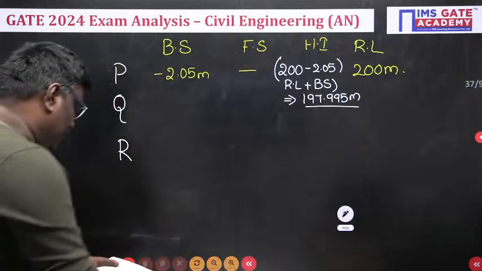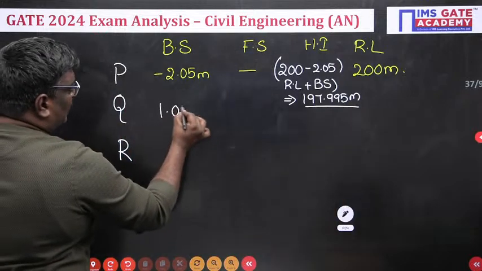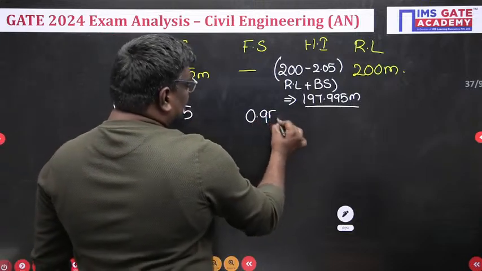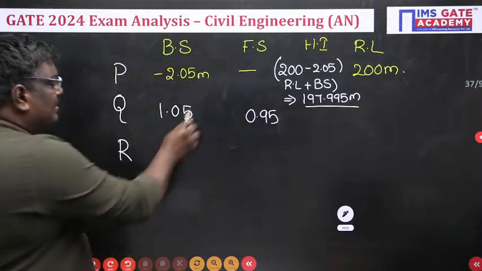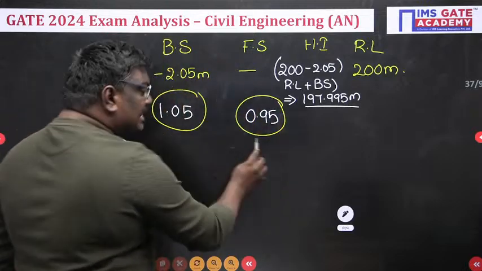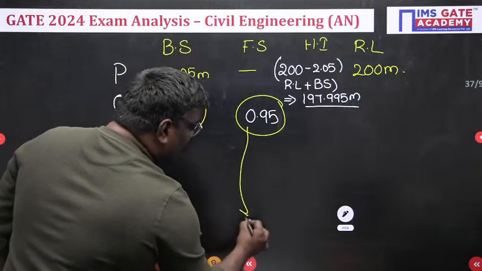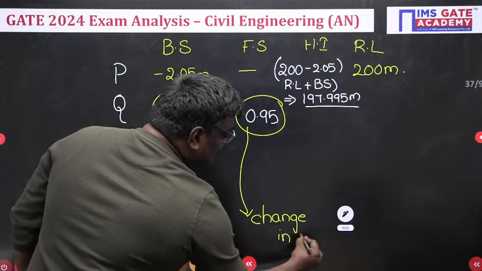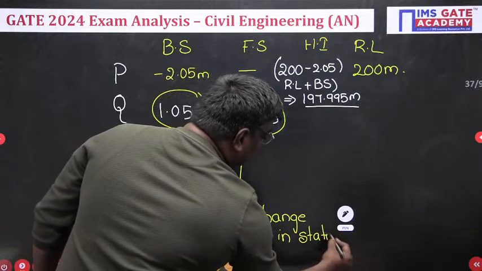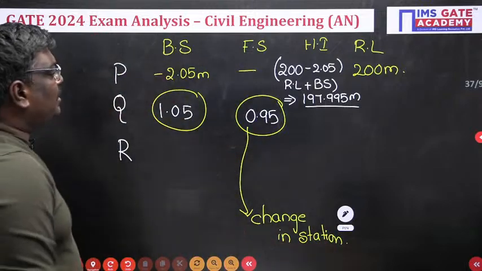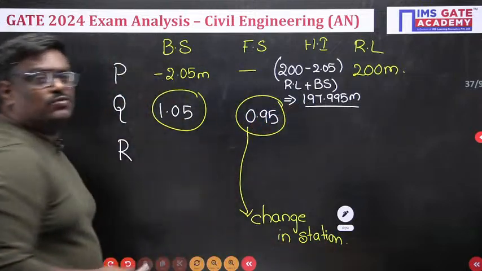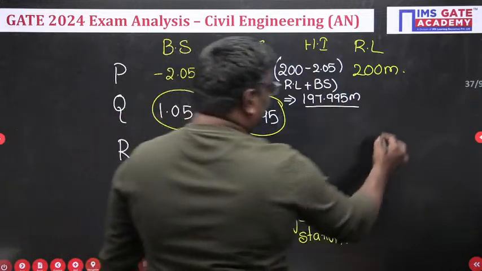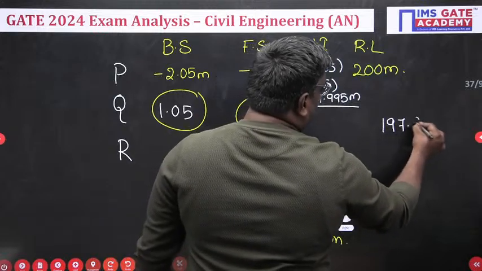Now in the second question, they have given the backside as 1.05 and the foresight as 0.95. Immediately after that station, they have given the backside and the foresight. It indicates there is a change in station, or you are changing the location of the station. Now what is the height of the instrument? The height of the instrument 197.995 will be the RL here. So RL will be equal to 197.995.